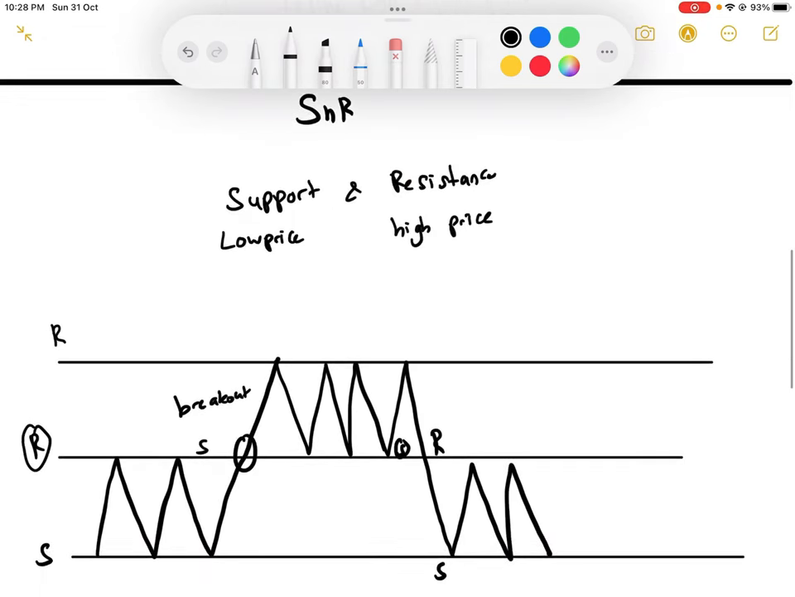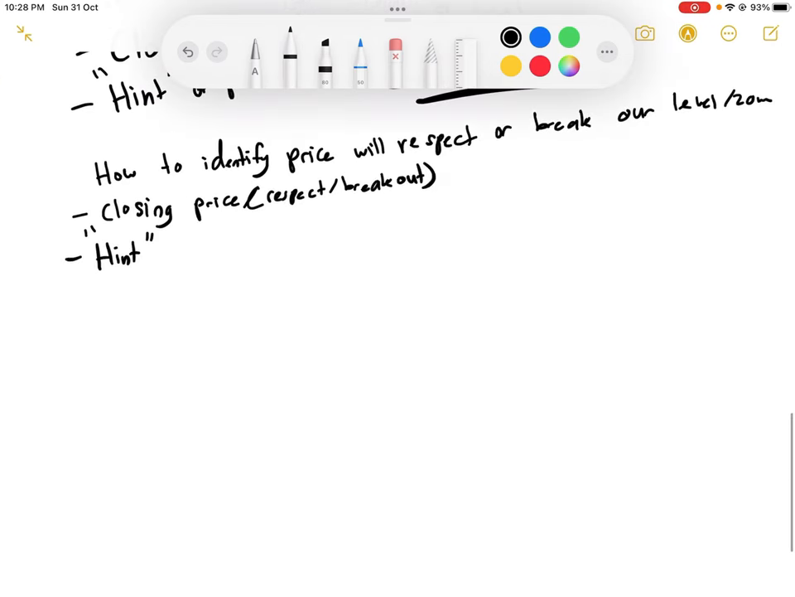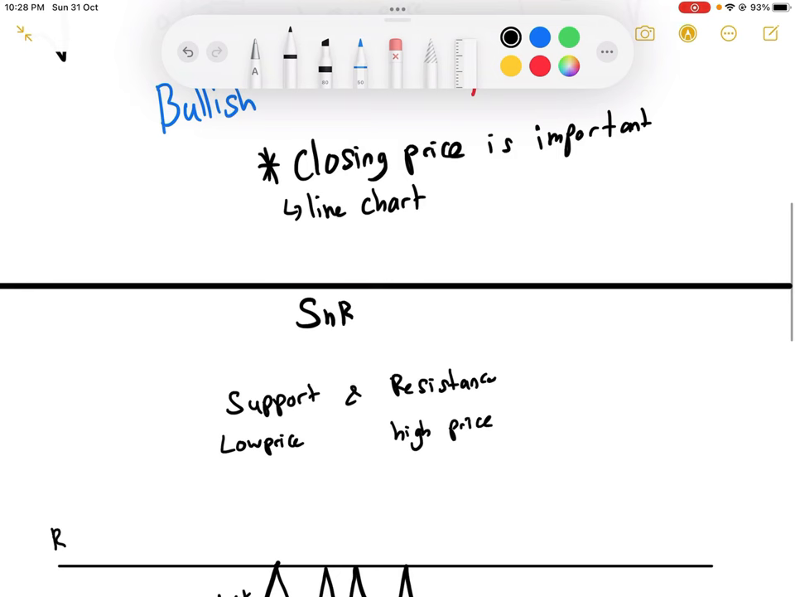So for SNR, that's all. Nothing fancy. And we will use line chart. Nothing fancy for SNR.